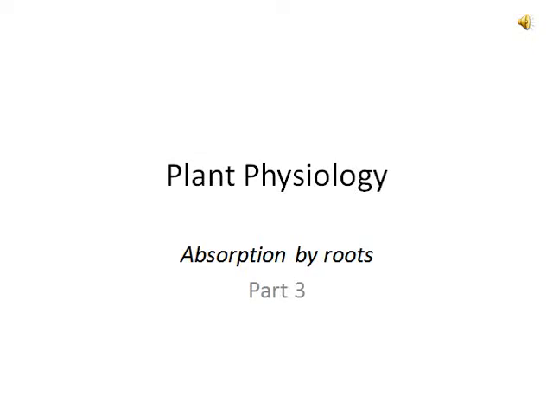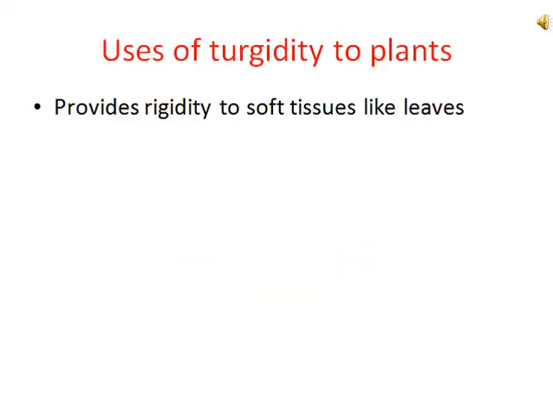In the last class you learned about the various processes involved in absorption and conduction by roots. Today let us study the uses of turgidity in plants. You know that turgidity is the condition of the cells in which they cannot accommodate any more water, or we can say it is a fully distended condition of the cell. It is very useful to the plants.